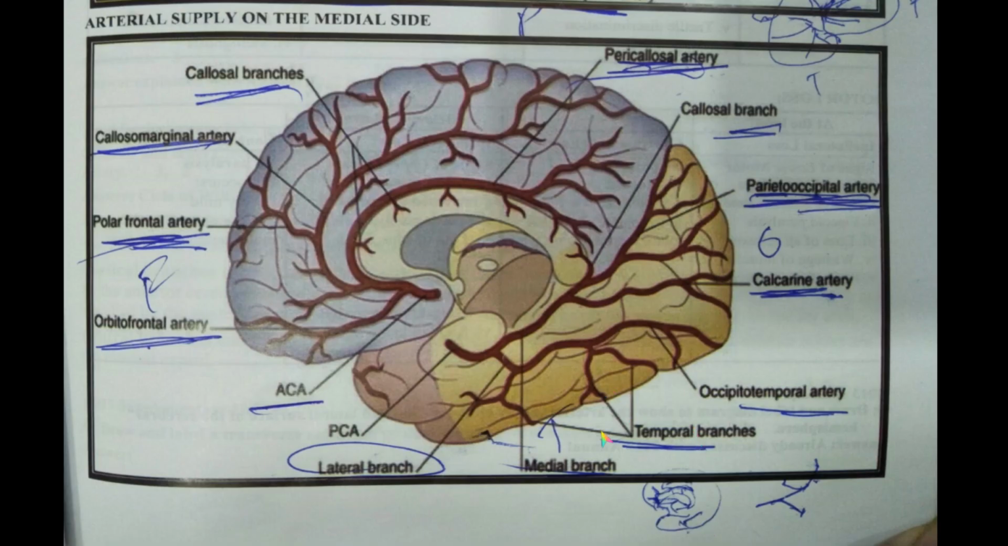Now we will discuss the arterial supply on the medial side of the cerebrum. You can see the anterior part of the cerebrum is supplied by the anterior cerebral artery. This anterior cerebral artery gives its first branch, the orbitofrontal artery, which supplies the orbitofrontal area.